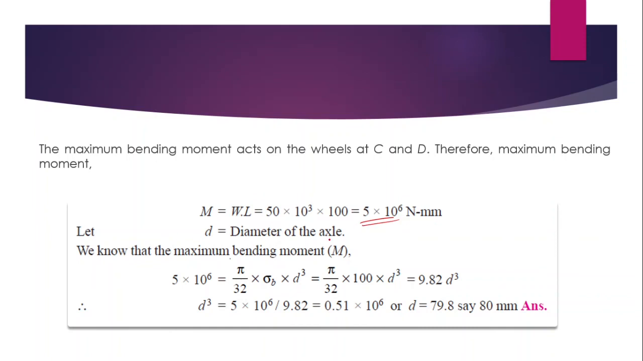Then d is equal to the diameter of the axle. We know that the maximum bending moment is equal to pi by 32 into sigma b into d cube. Equating this value with the right hand side, we can easily calculate d by substituting sigma b as 100 megapascal. Then d is equal to 79.8 mm.